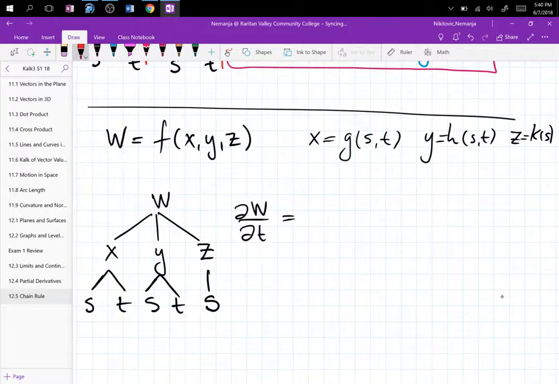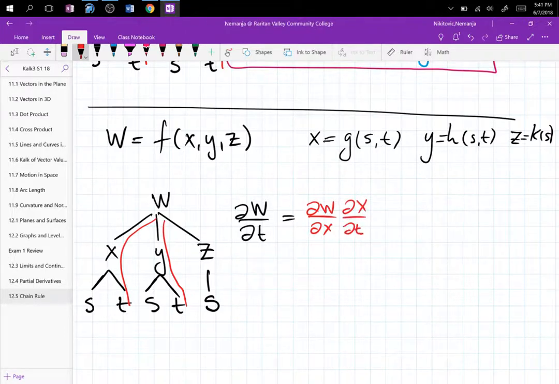Well, let's draw red paths to connect W to T. There's one, and there's another. Those are the only two we have. So I have branching at W, so partial W, partial X, and then I have branching at X, so partial X, partial T, plus partial W, partial Y, partial Y, partial T. So those are red paths, and we are done with that formula.